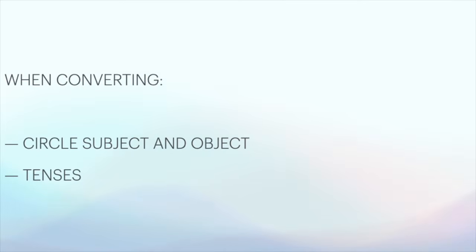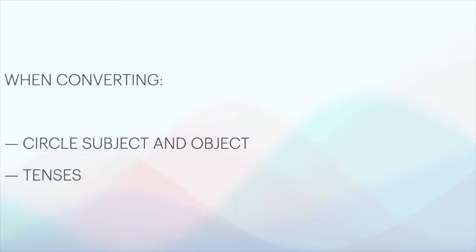So when we boil it down, when we convert between active and passive, we need to be aware of the following things, and these are the steps that I would say you need to follow. Firstly, you need to circle your subject and your object, and that's to help you understand firstly if your sentence is an active or passive, because if the sentence is starting with the subject, then you know it's active. If it's starting with the object, you know it's passive.